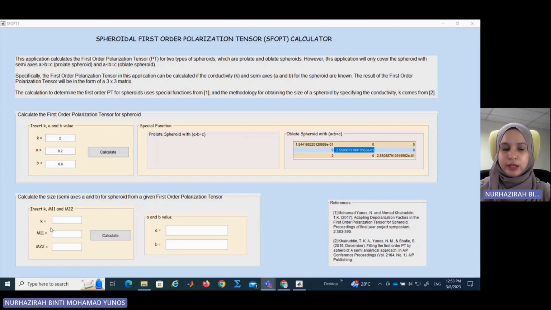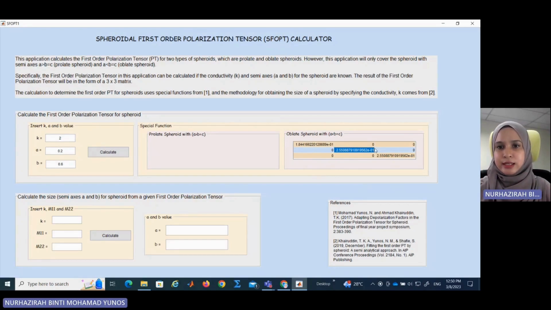So how do we specify the conductivity value? It must be in accordance with the results or with the findings from the second reference over here. M11 over here is the value of the element from the first row and the first column from the given first order PT. And M22 over here is the value of the element from the second row and the second column over here from the given first order PT.